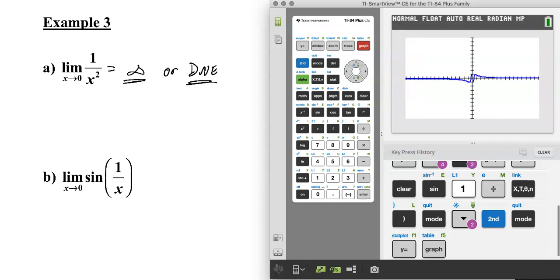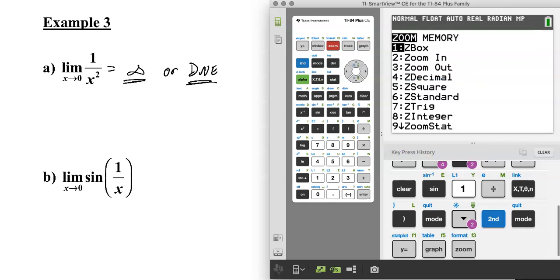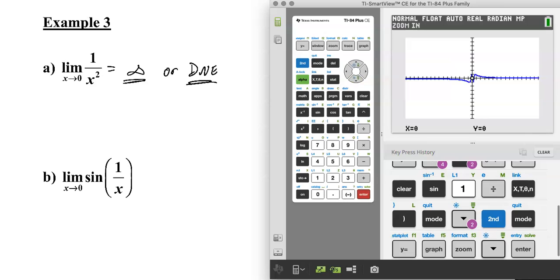That's weird. It looks like it goes to -1 and +1, but let's zoom in. So zoom, I'm going to zoom in, and then I press enter.